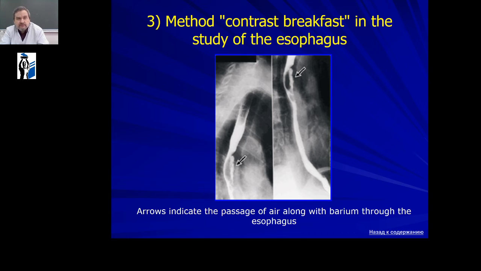The next method, contrast breakfast, in the study of the esophagus. Arrows indicate the passage of air along with barium through the esophagus. This is functional imaging type 1.